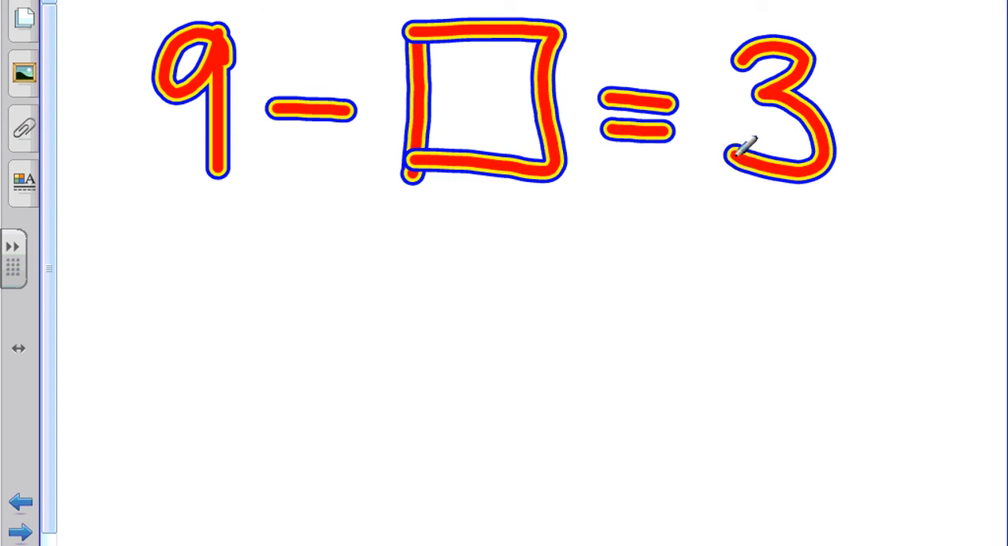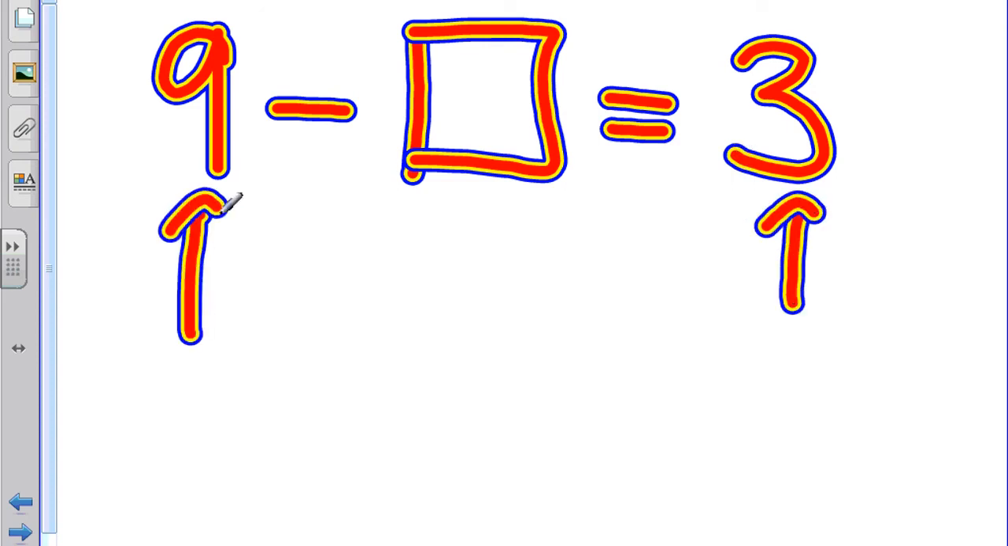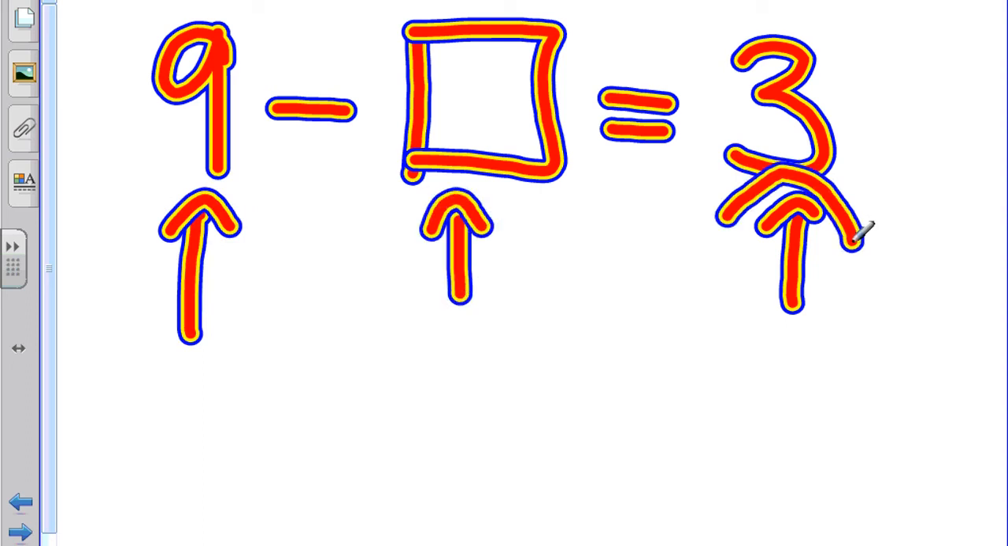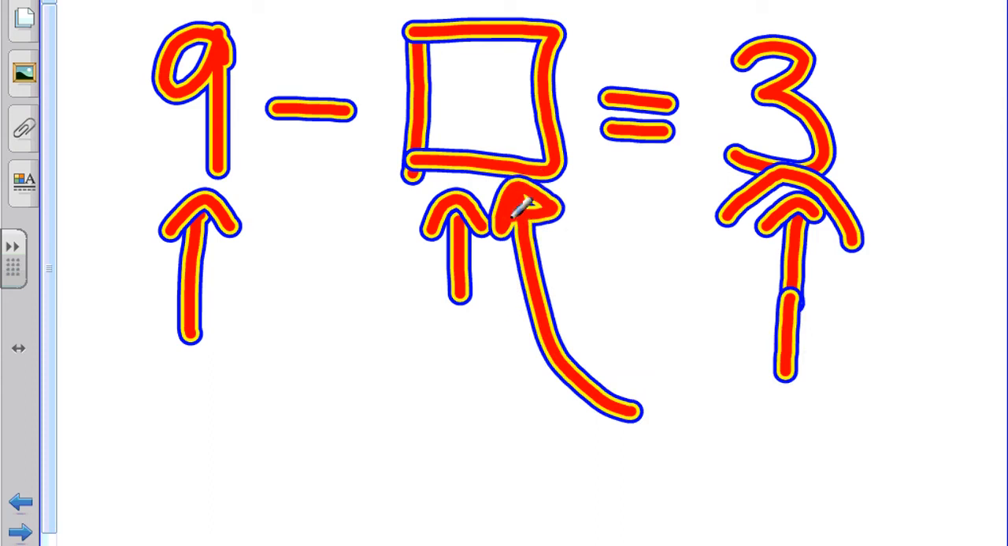Noah? Someone had 9 fish and went fishing. The fishing line snapped, and he lost some fish, and he came home with 3. He went off with 9. He lost some. He came home with 3. How many did he lose?